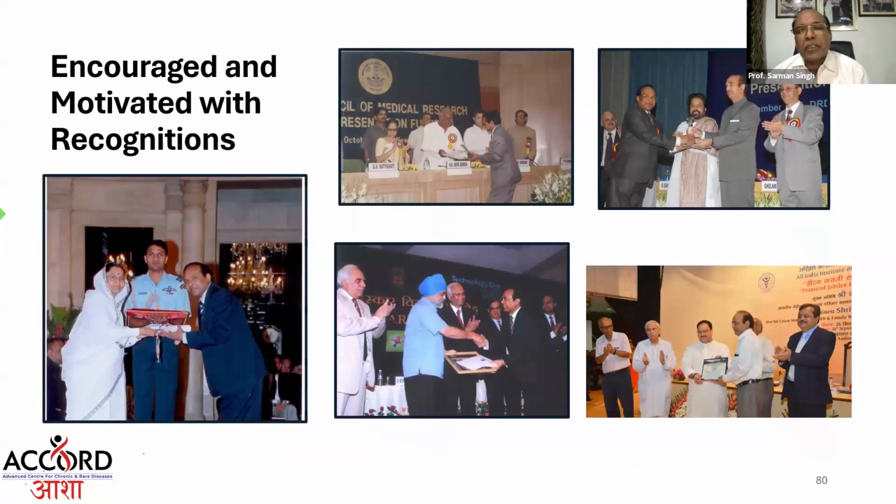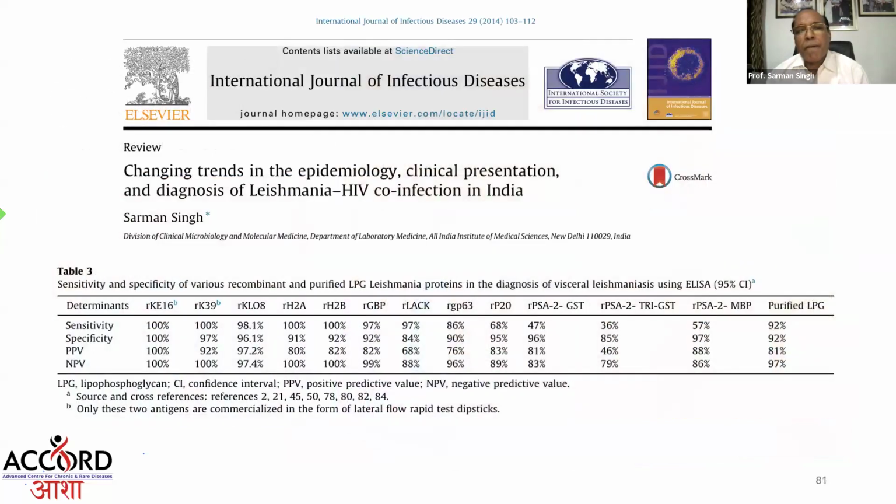And then, of course, this was encouragement. Next, please. Then the kit was also compared by WHO and various other agencies, and this was the sensitivity and specificity. We can see that KE16 and RK39 both had 100% sensitivity. In specificity, in fact, KE16 was better, more specific than RK39. So for Indian or Asian leishmaniasis, both these antigens did wonderfully well.